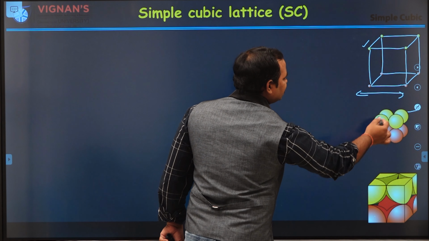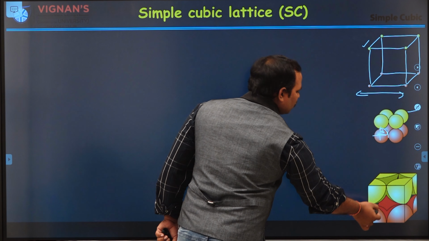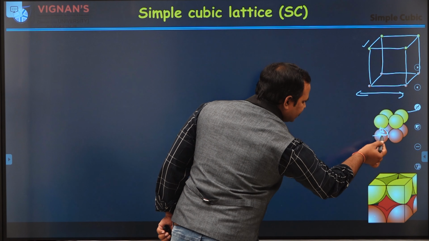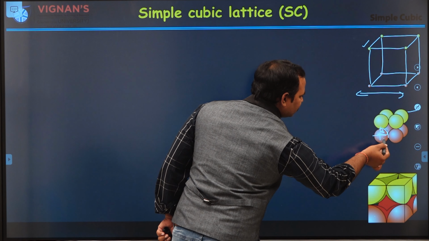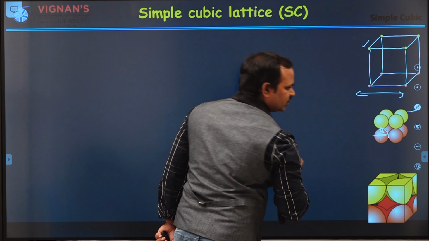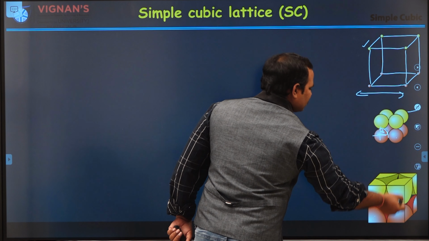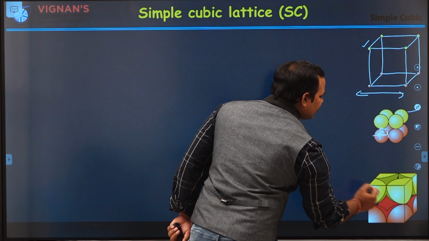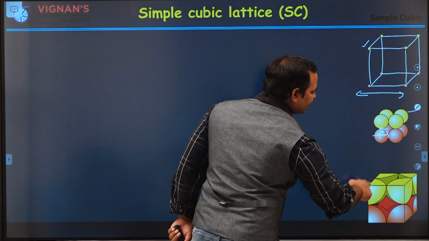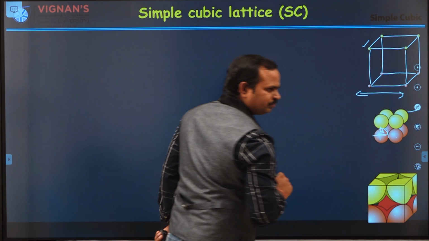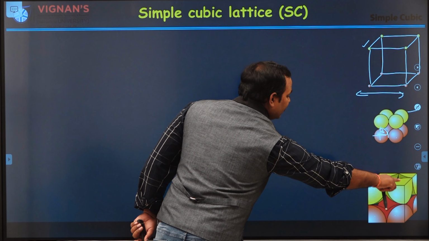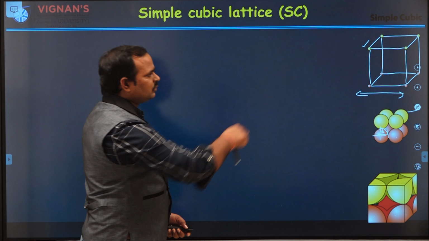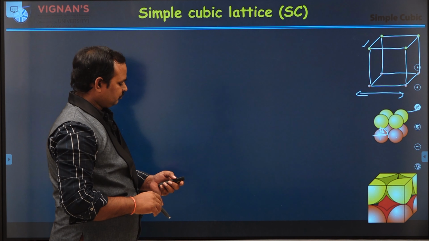So that means if you take only 1/8 part of this atom, that is shown here, you can see only 1/8 part of this atom is contributing to this unit cell. Similarly, this atom also 1/8 part, every atom contributes only 1/8 part. That's the reason why you can see here only parts of atoms. This is not a full atom, this is only 1/8 part of the atom coming into this unit cell. That's how the picture looks.